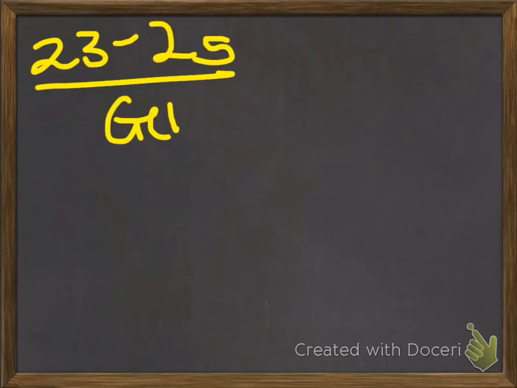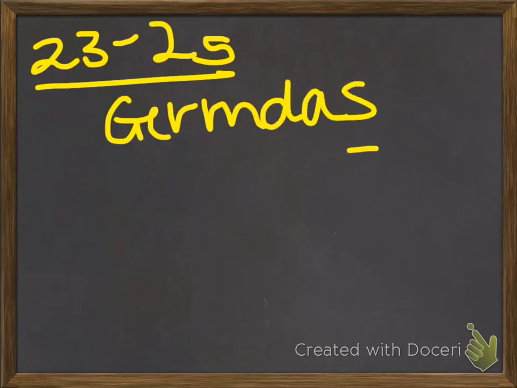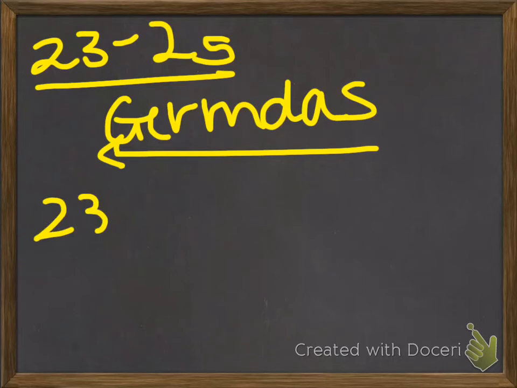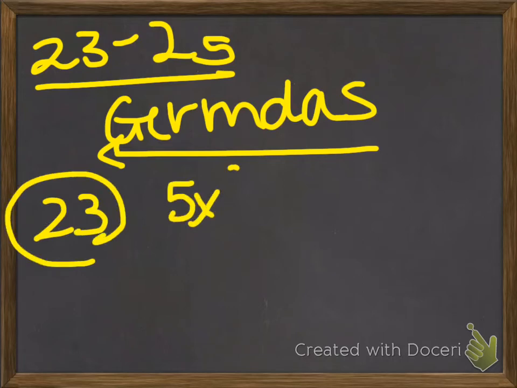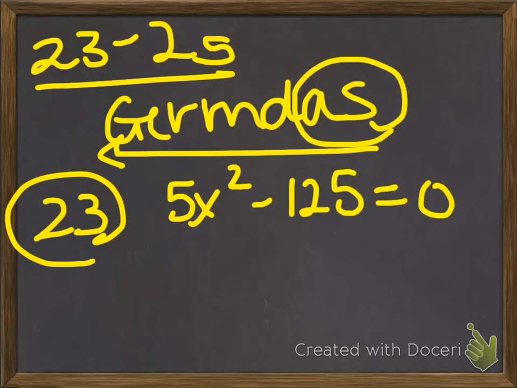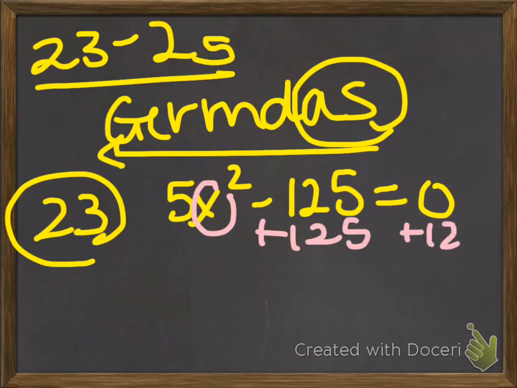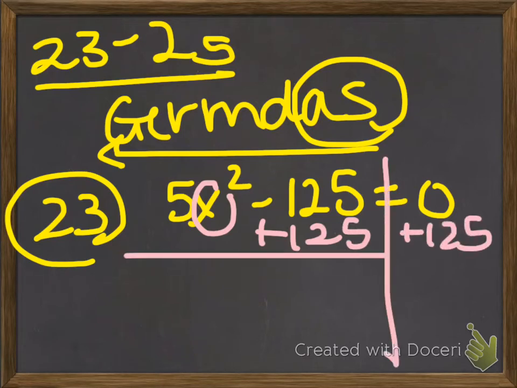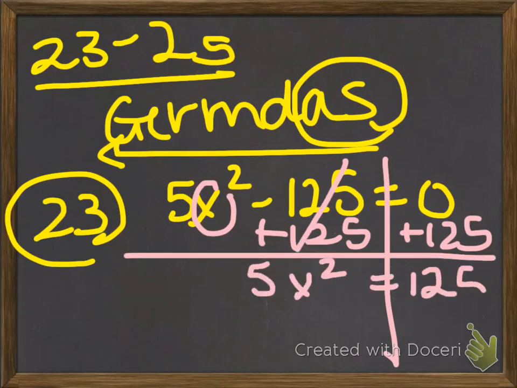Number 23 through 25. Just remember GERMDAS backwards. In number 23, I'm going to just talk you through it. I'm not going to solve it all the way. Look for that addition subtraction step first. We want x by itself. Get rid of the subtraction of 125 by adding. We then have 5x squared is equal to 125.